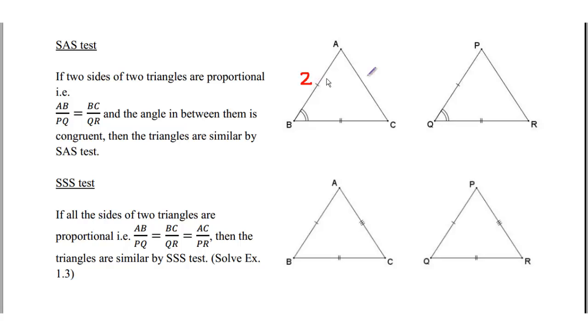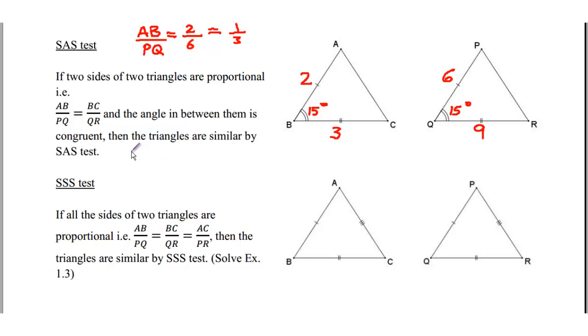Let's say this is 2 and this is 3 times it, which is 6. Let's say this is 3 and this is 3 times 3, which is 9. Let's say this is 15 degrees, so is this 15 degrees. We can say that AB upon PQ is equal to 2 upon 6, which is equal to 1 upon 3.